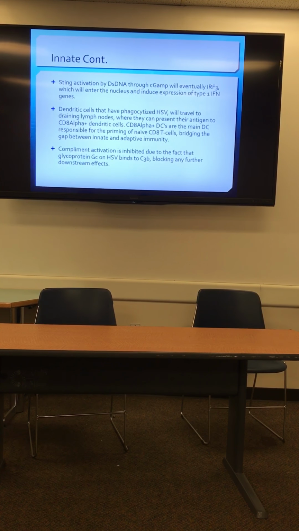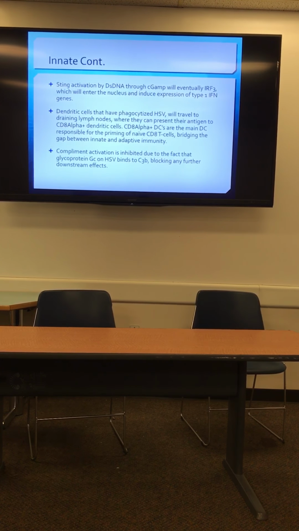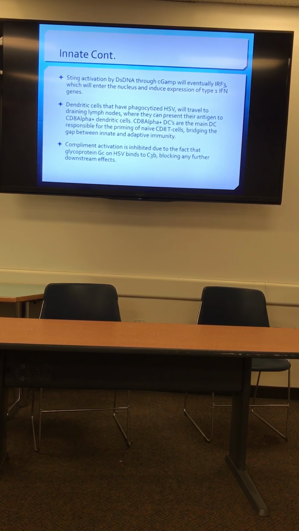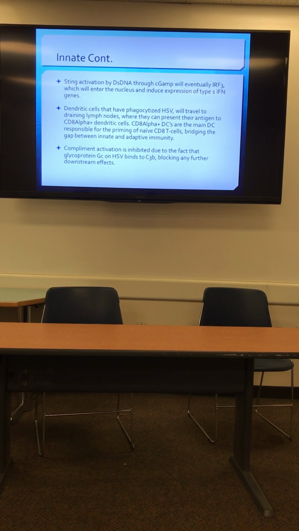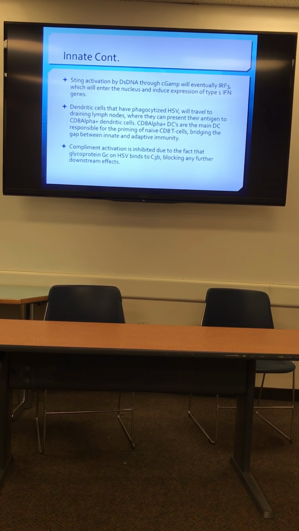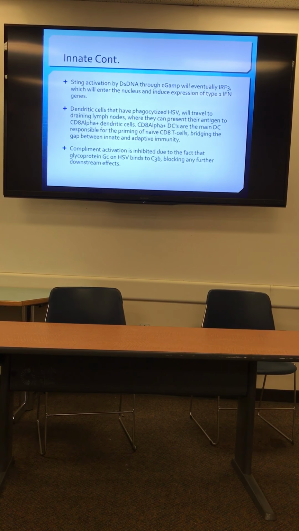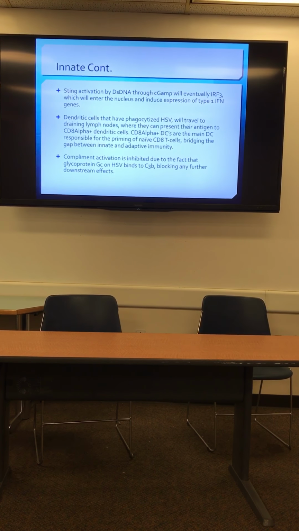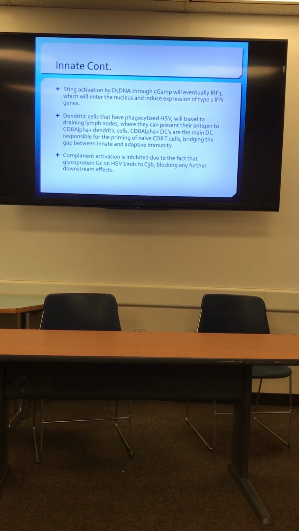So another DNA sensor is called STING, and this is activated by double-stranded DNA through cGAMP, which will activate IRF3, which will enter the nucleus and induce expression of type 1 interferon genes again. And dendritic cells that have phagocytosed the herpes virus will travel to the lymph nodes, where they will present their antigen to the CD8 alpha positive dendritic cells. And these are the main dendritic cells that will prime the naive cytotoxic killer T cells. And this is the bridging of the gap between the innate and the adaptive immunity.